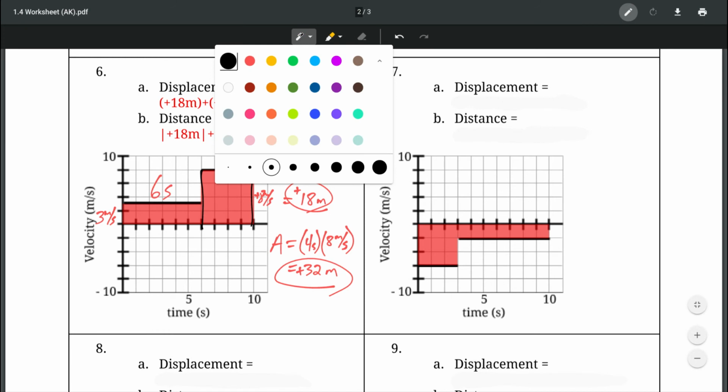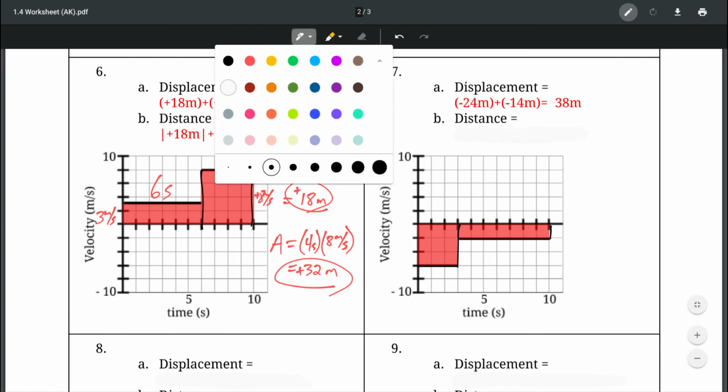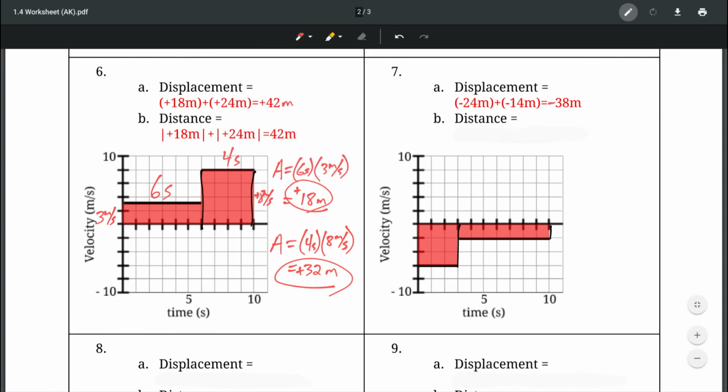For number 7, we'll do the same thing by splitting this up into two rectangles. And so the total displacement is the sum of those areas, which is not positive 8 or 38, it is negative 38. And then the absolute value of that would be 38 meters. That's looking at negative 24 meters in this first rectangle, and then an additional negative 14 meters in the second rectangle.